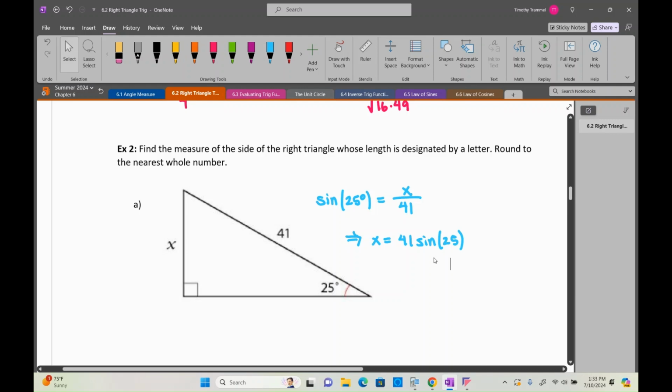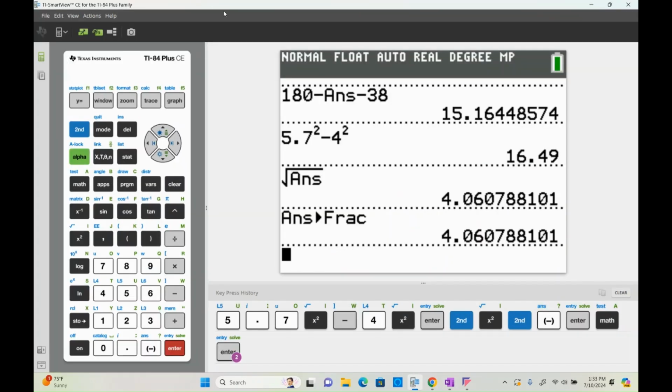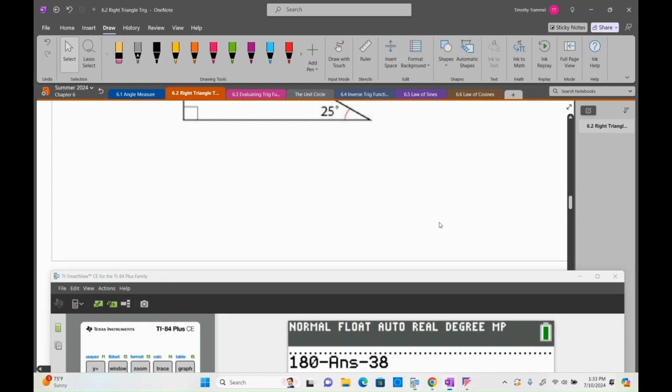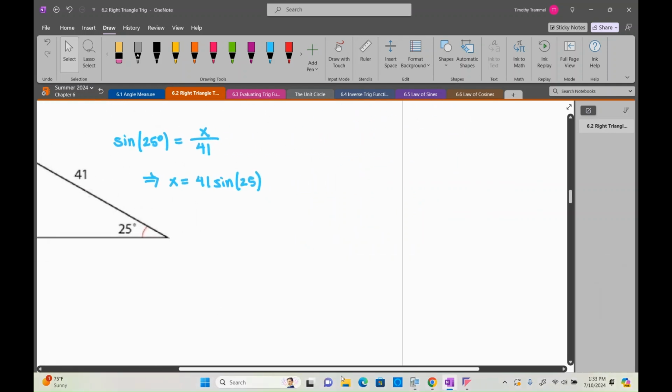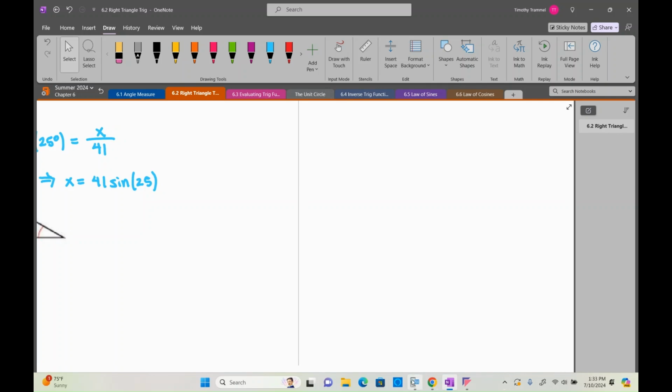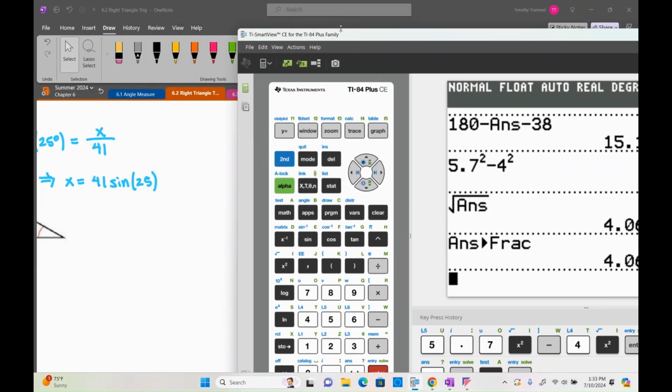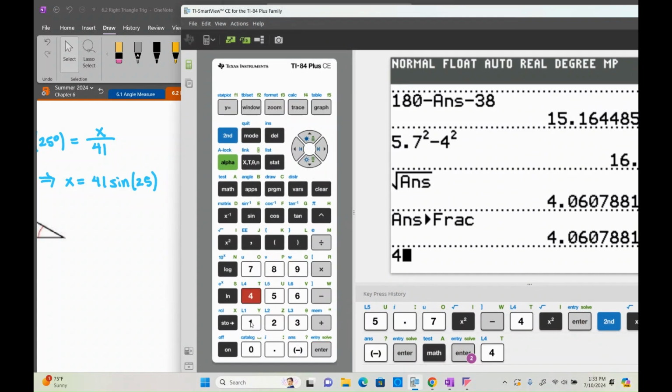And so then we just want to plug this in our calculator, but do note this is in degrees. So make sure your calculator is in degrees first. I'm going to shrink up, scoot this over and then shrink up my calculator a little bit. Okay. So we wanted to plug in 41 sine of 25.